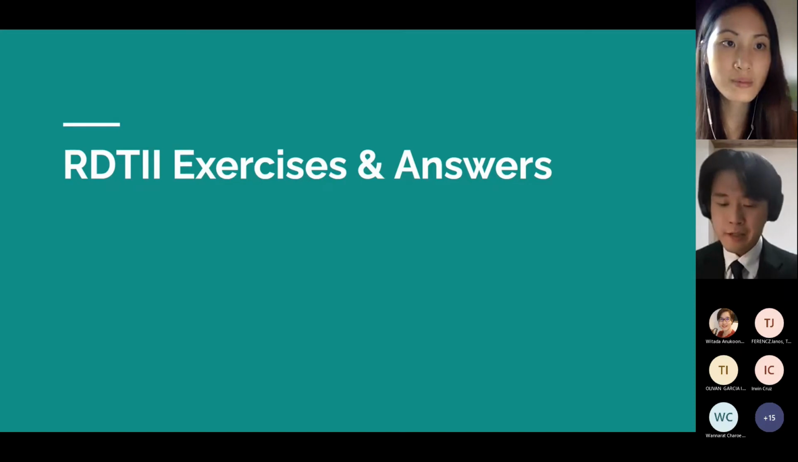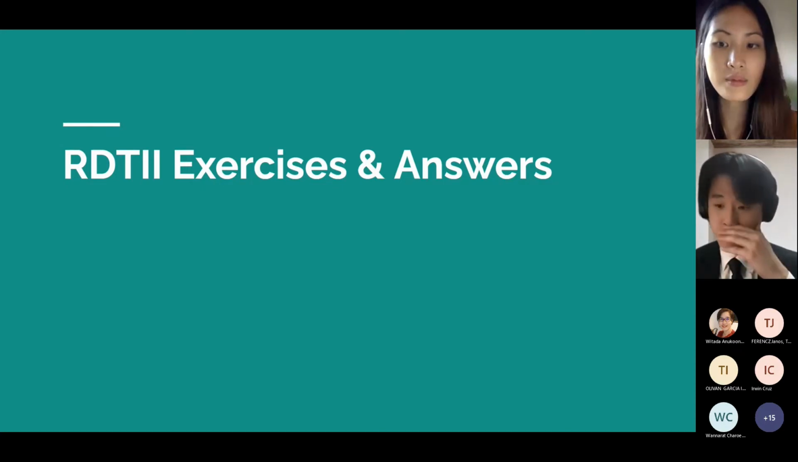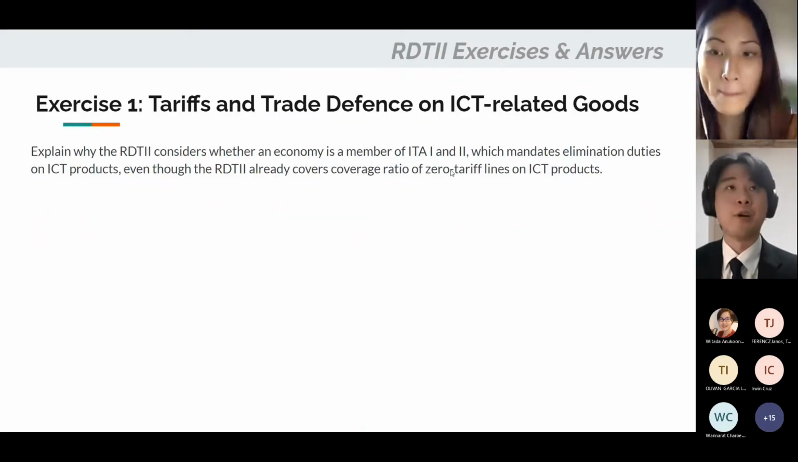So, as I think Ritada mentioned before this presentation, the purpose of the RDTII is to provide capacity building for policy analysts or policymakers, and we think that understanding what laws are out there and why they are necessary is very important for policy analysis, and that is why we laid out various questions through this opportunity. So without further ado, we'll go into question one.